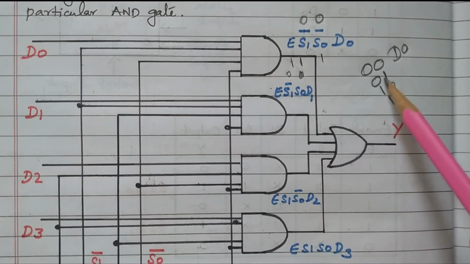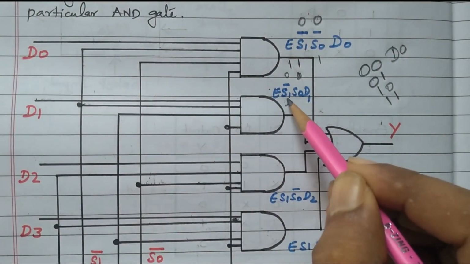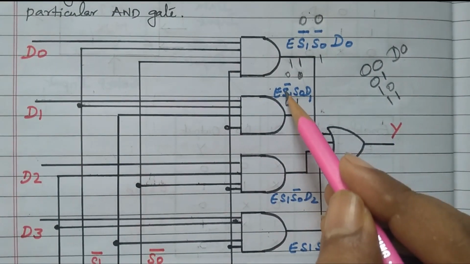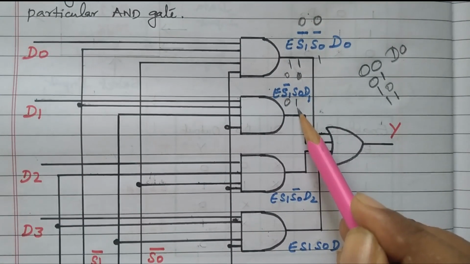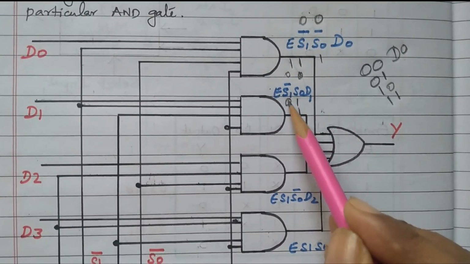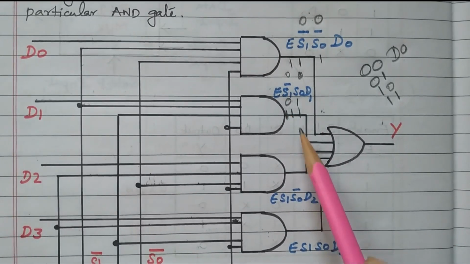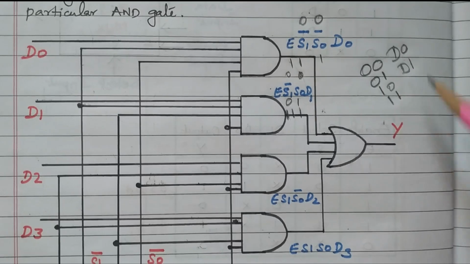Now we'll go to 0 1, right. If S0 is 1 and S1 is 0. S0 is 1 means S0 will be available. If S1 is 0 means S1 bar will be 1. Already enable input is also 1. So D1 will be available at the output, right.